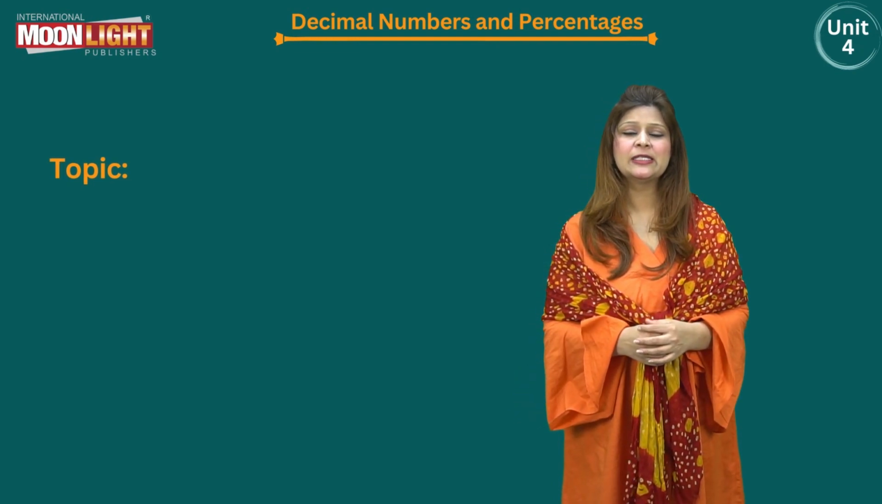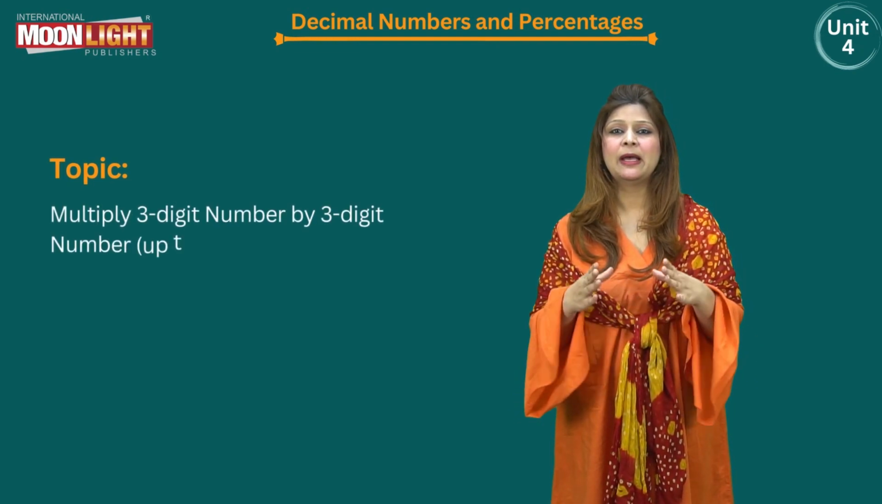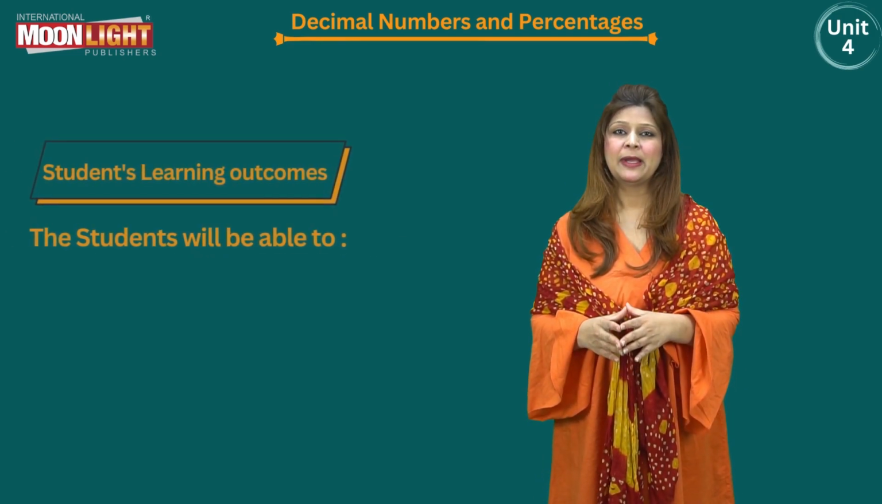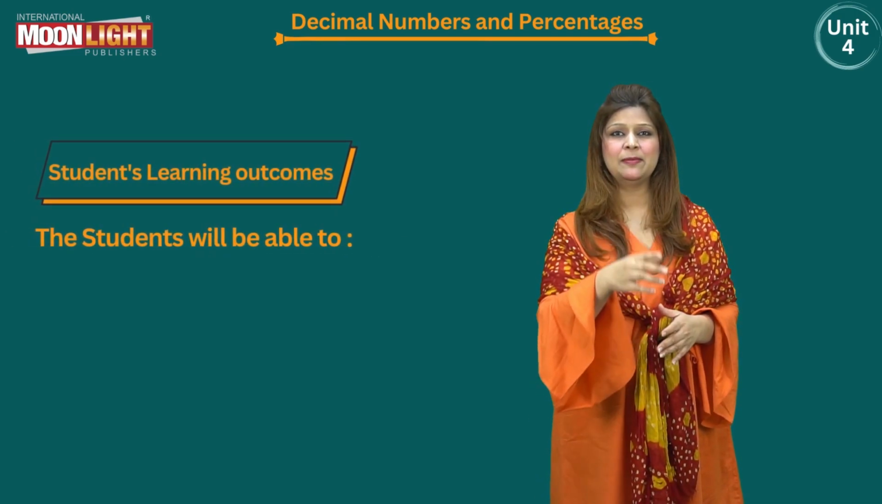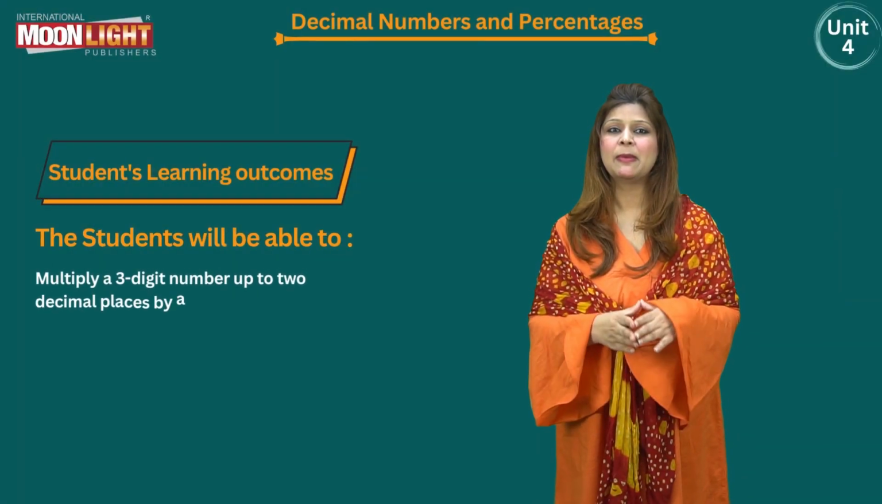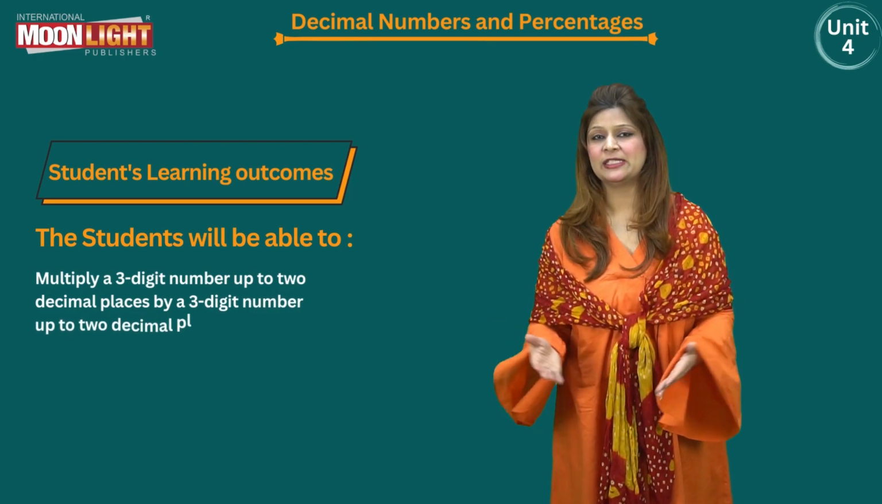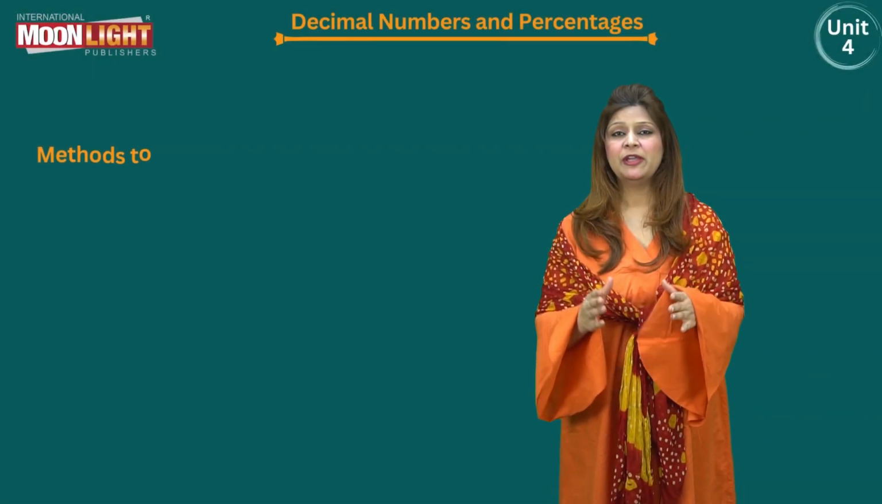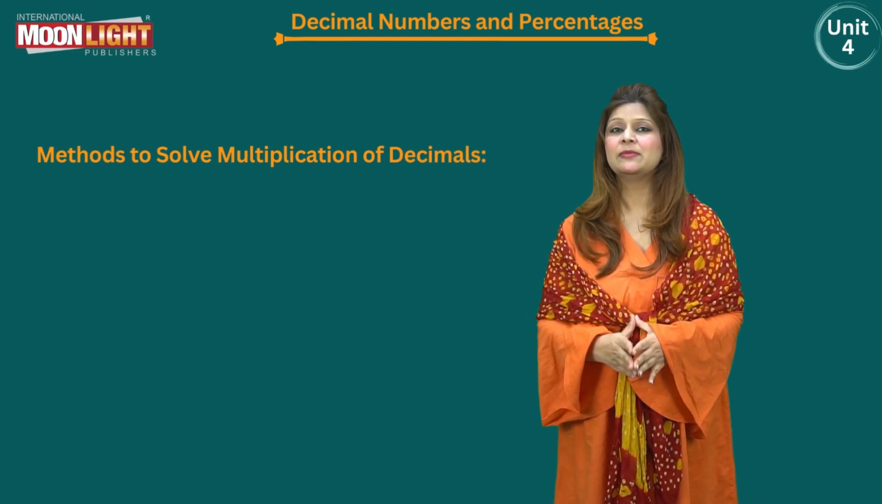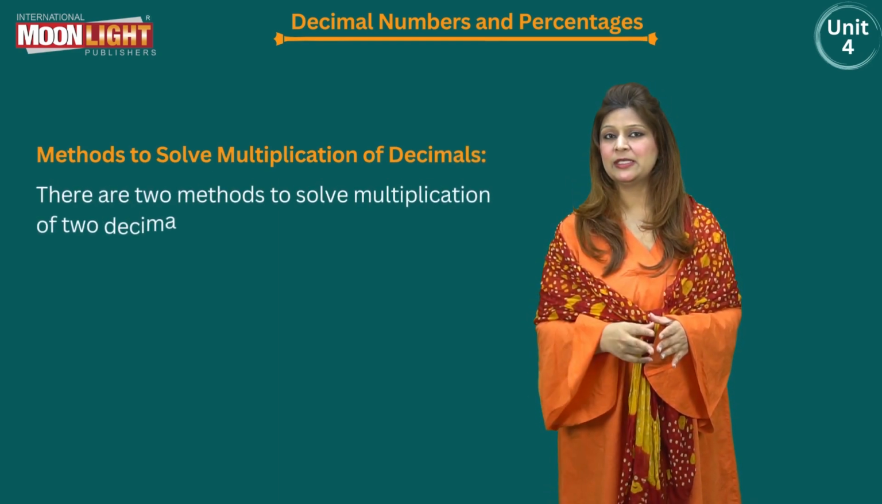Today my topic is multiply three-digit number by three-digit number up to 2 decimal places. By the end of this lesson, you will be able to multiply a three-digit number up to 2 decimal places by a three-digit number up to 2 decimal places. So today we are going to learn about multiplication of decimals, but these decimals will be 2 decimal places both.